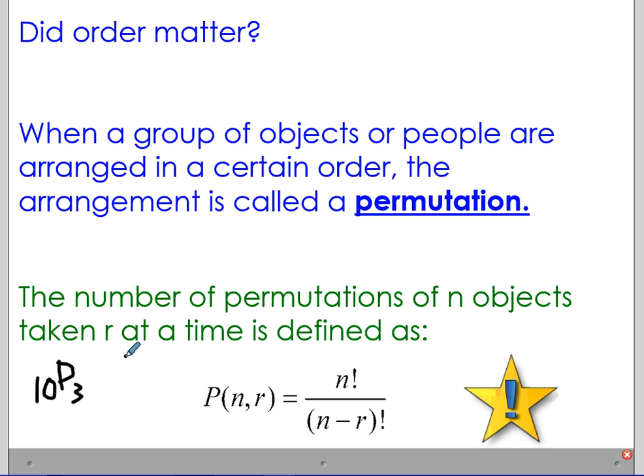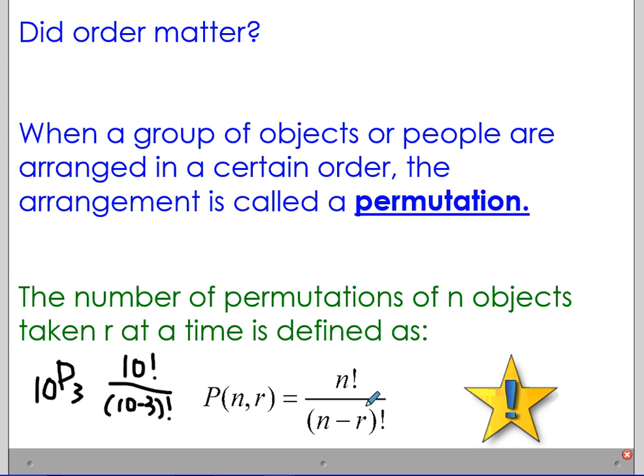which, if we were doing it longhand, we would write in the formula. So we would have 10 factorial over 10 minus 3 factorial. So remember, 10 factorial is 10 times 9 times 8 times 7 times 6 times 5 times 4 times 3 times 2 times 1. And in this case, 10 minus 3 factorial would be 7 factorial.